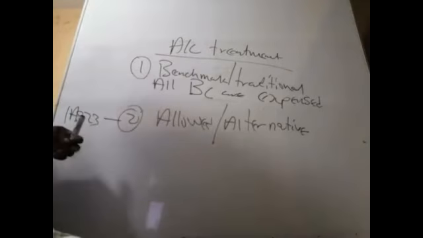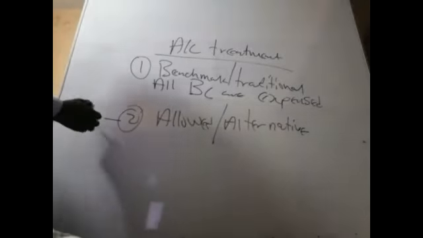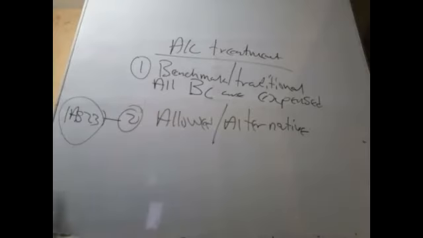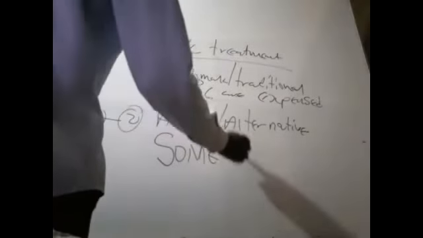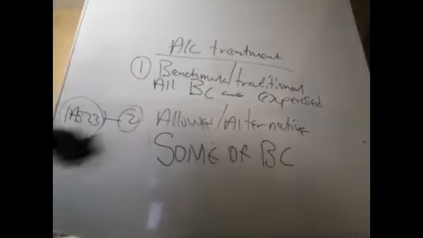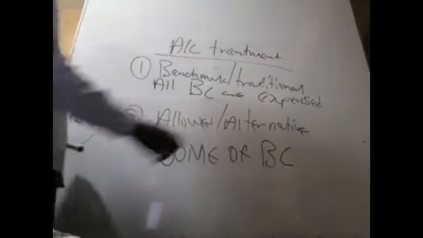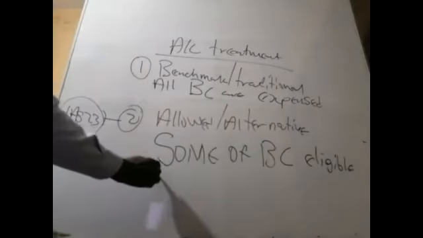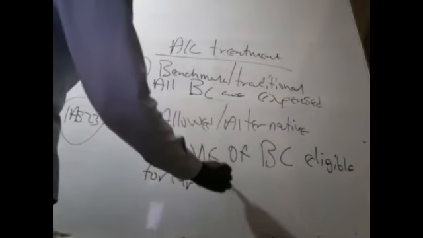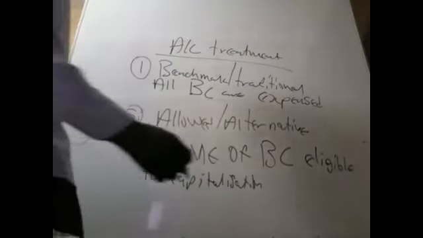Then let's go to accounting treatment two, the allowed or alternative treatment. With the allowed, that one is IAS 23. Following the issuance of IAS 23, it says this: some of the borrowing costs eligible for capitalization are capitalized. So some of the borrowing costs eligible for capitalization are capitalized.